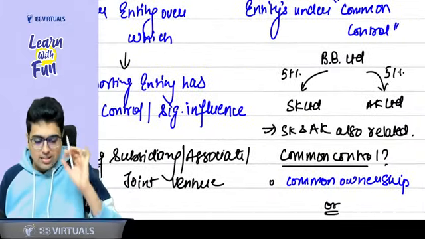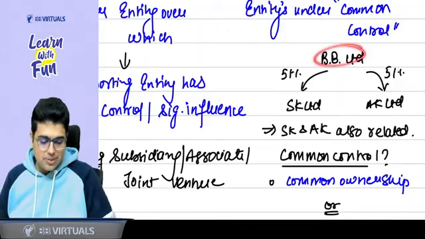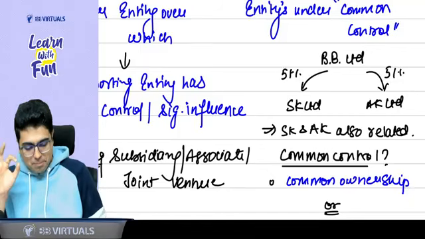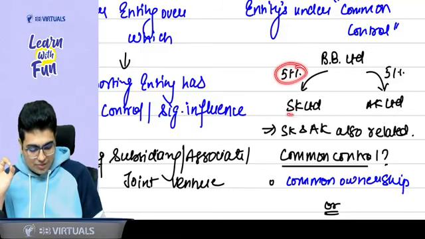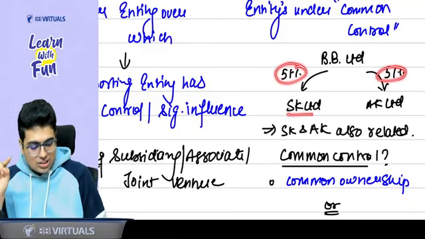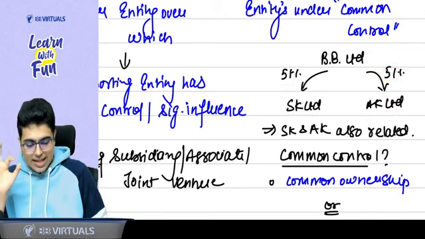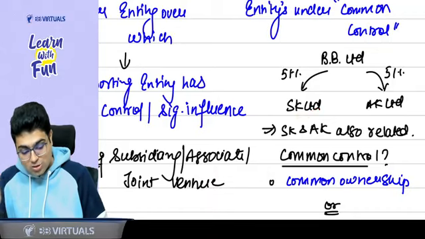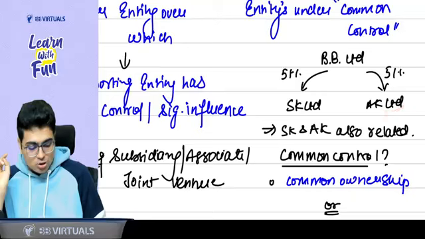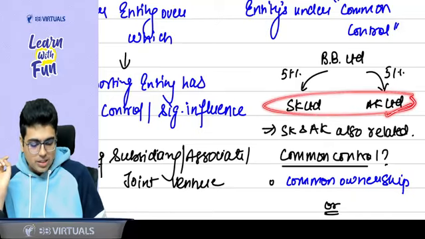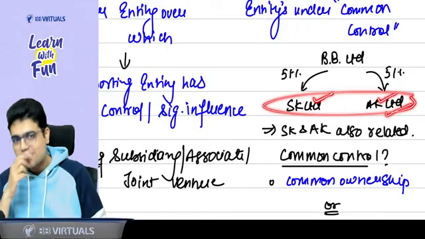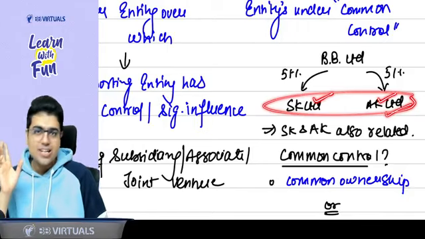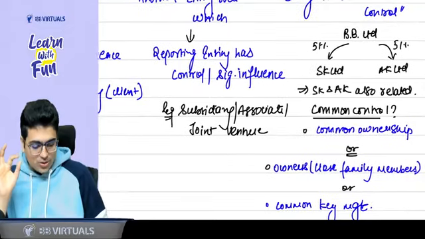So let's say there is a parent company called BB Limited. BB Limited has 51% share of SK Limited and 51% share of AK Limited. Can I say BB Limited is controlling SK Limited? Yes. Can I say BB Limited is also controlling AK Limited? Yes. So because these two entities are in common control, they are related parties. This is what you need to understand.